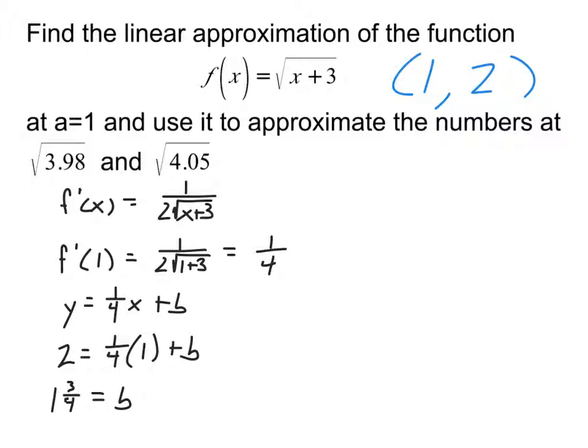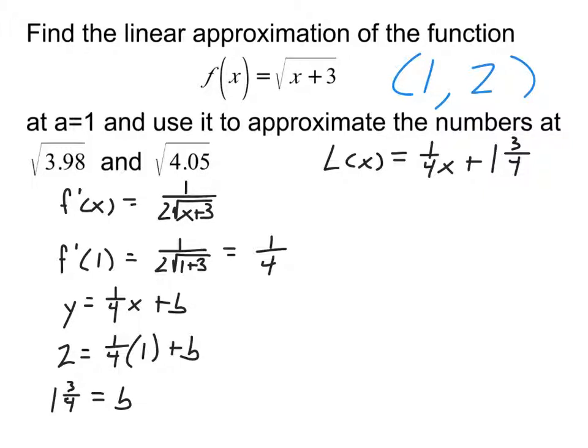So we now know our linearization formula. But remember how we write it. It means L of x equals. We always want to use L of x for this tangent line equation that we are using to approximate. So L of x here equals 1/4 x plus 1 3/4, or however you chose to write that.